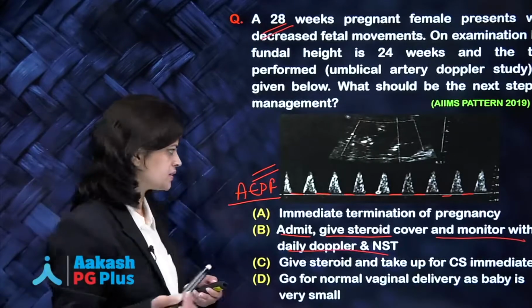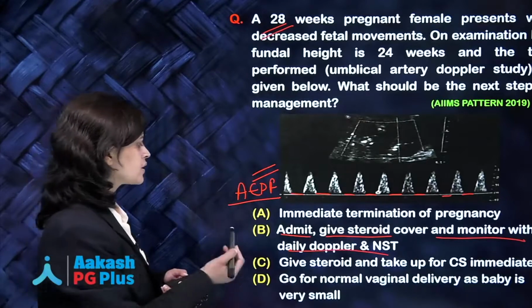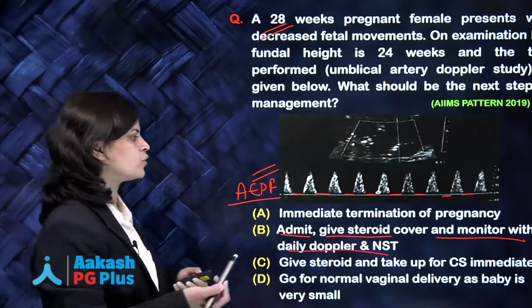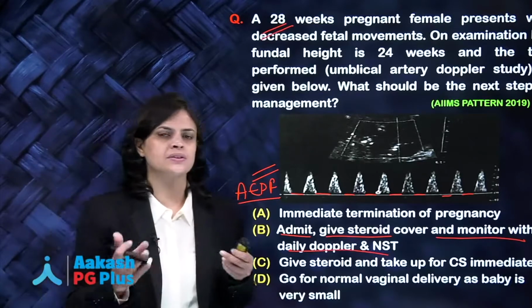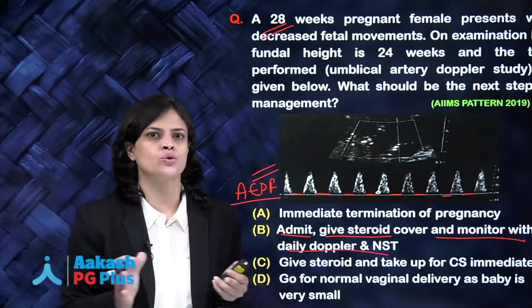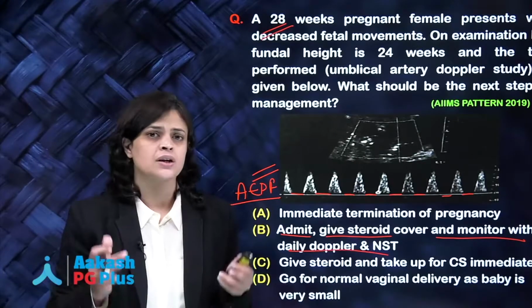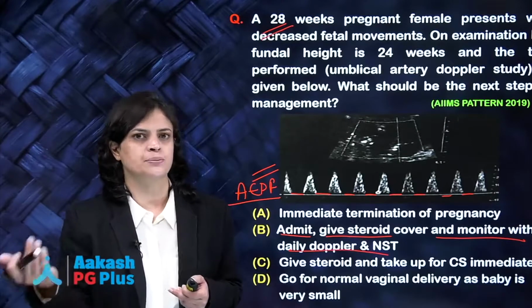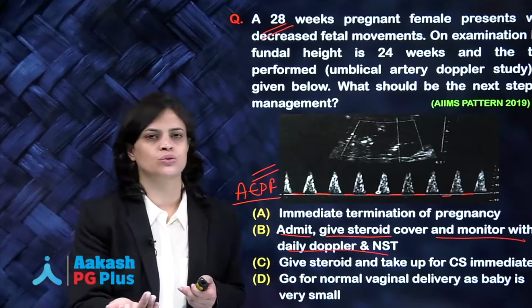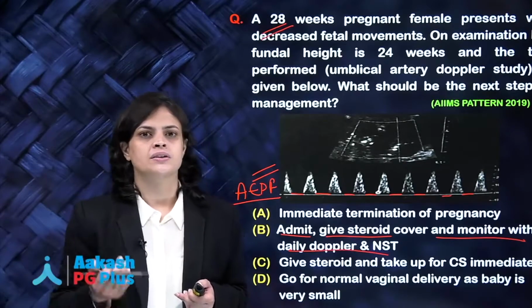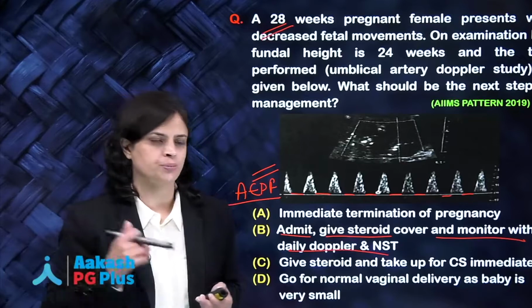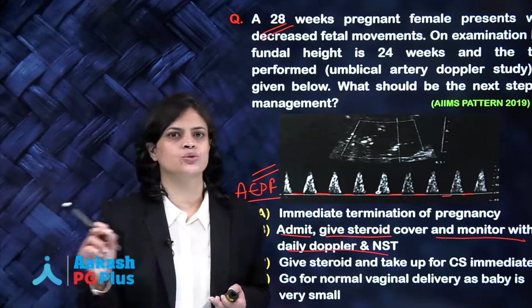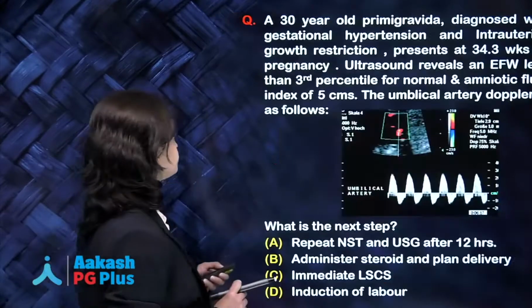Immediate termination of pregnancy, as I said, is not the right choice. Give steroids and take up for cesarean immediately is a similar choice, not right. Go for normal vaginal delivery? Now, in absent and reverse end diastolic flow, there is no role of giving a trial for normal delivery, because labor is going to accentuate the intrauterine fetal hypoxia, and if we subject this woman to normal labor, then we may have the birth of a severely acidotic compromised baby. So, in absent reverse end diastolic flow, when we deliver, we have to deliver by elective cesarean section.